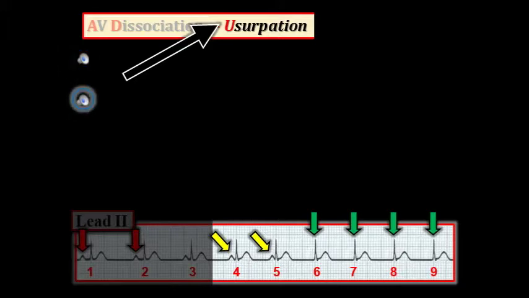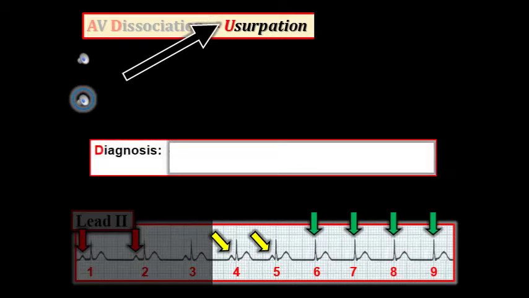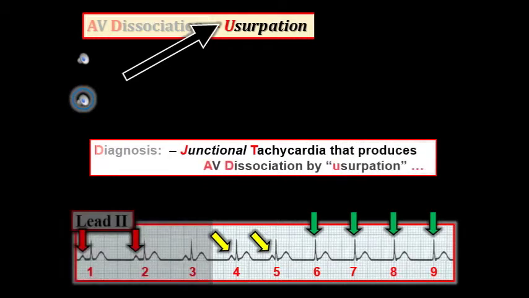Final point. The diagnosis for the rhythm on this slide is not AV dissociation, but rather junctional tachycardia that produces AV dissociation by usurpation. There may or may not be any degree of AV block. We just can't tell from the short lead-2 rhythm strip seen here. This distinction is important clinically because the AV dissociation may spontaneously resolve if we can find out and treat the reason for the AV nodal tachycardia.